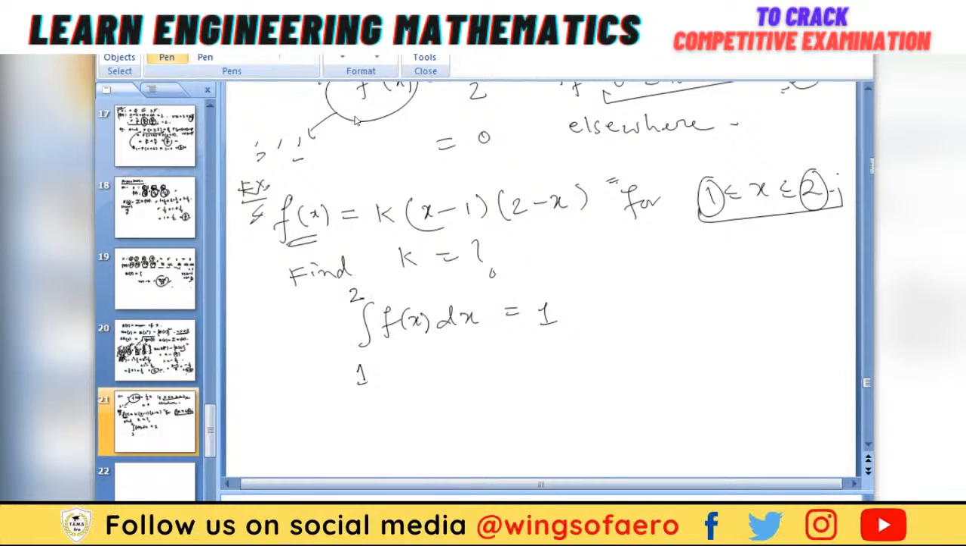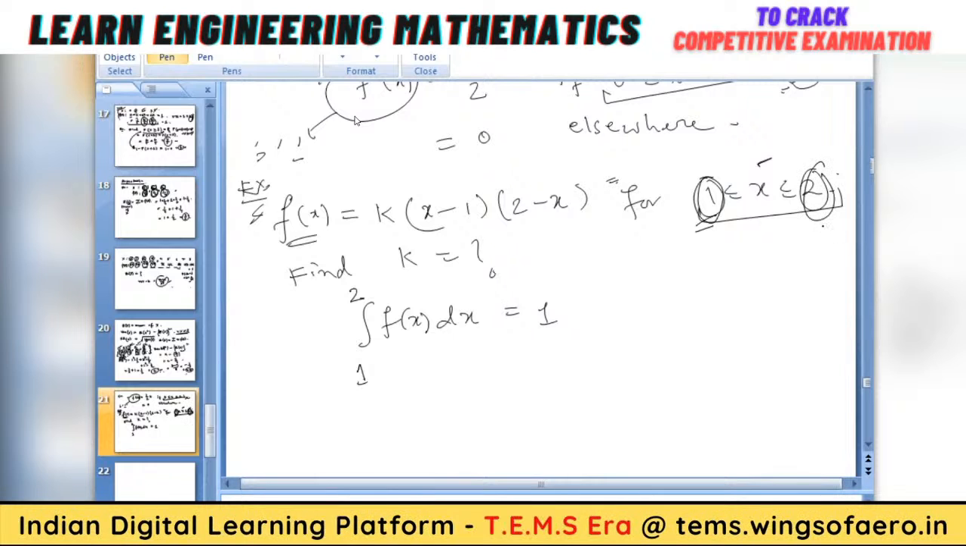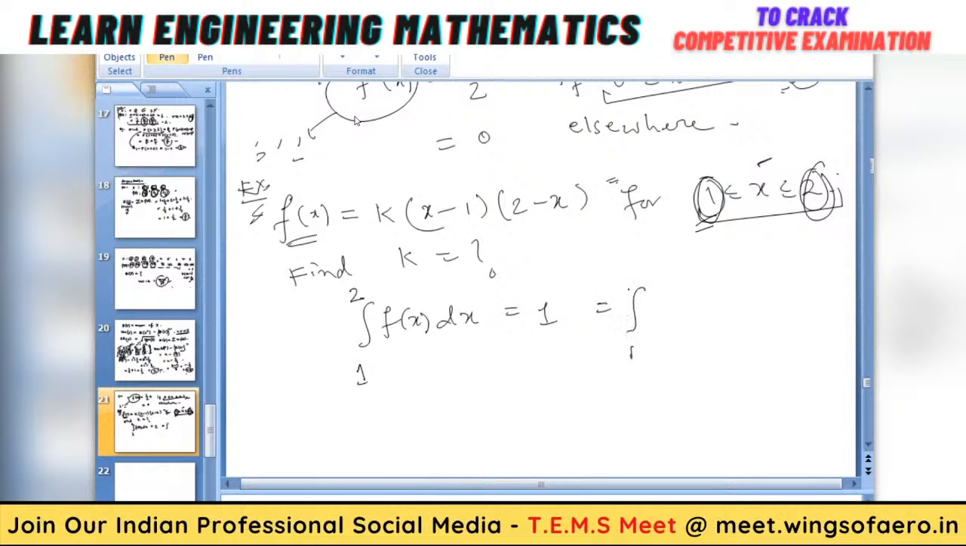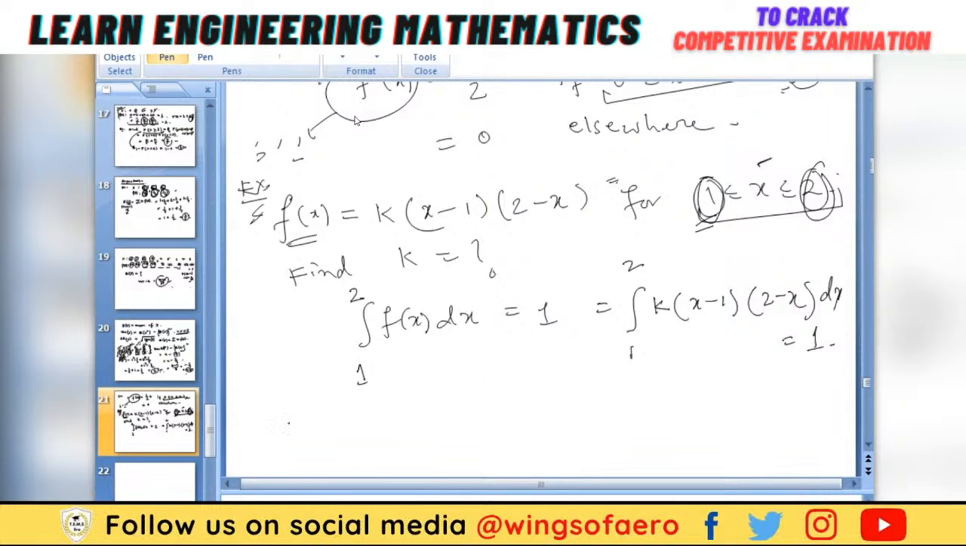So remember this thing. If a range is given, the lower range is treated as the lower limit and the upper range is given as the upper limit of that integration. Now it is very easy. Integral from 1 to 2 of k, x minus 1, 2 minus x, dx is equal to 1. Just solve this integration, equal to 1, you can find the value of k.